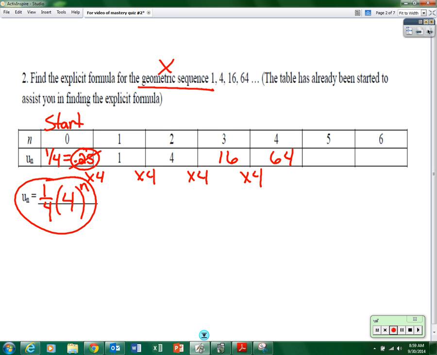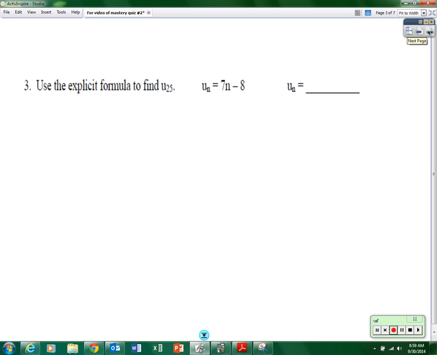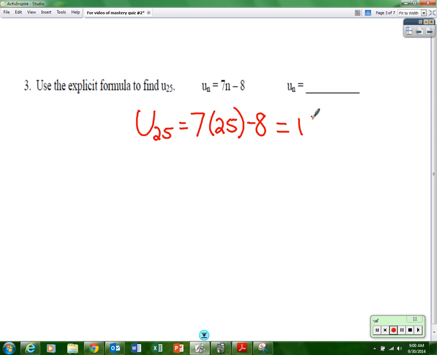Okay, moving on. Number 3, use the explicit formula to find U sub 25. All this is simple substitution. We want to know what is the 25th number in the sequence. So we simply replace the n with a 25. Okay, if we type that into our calculator, it will spit out the answer 167. So, the 25th number in the sequence is 167.